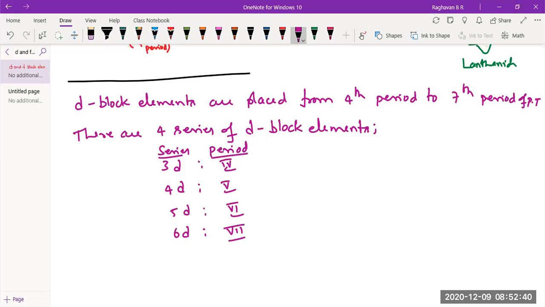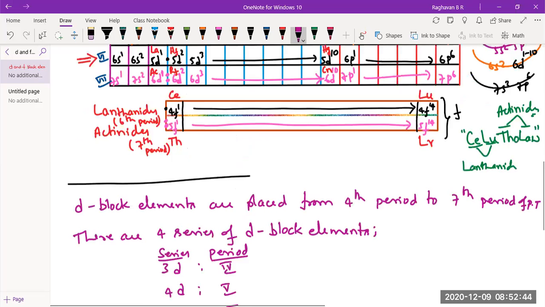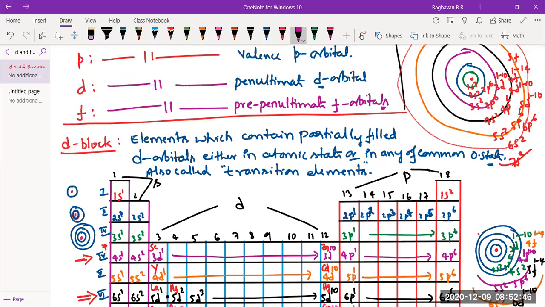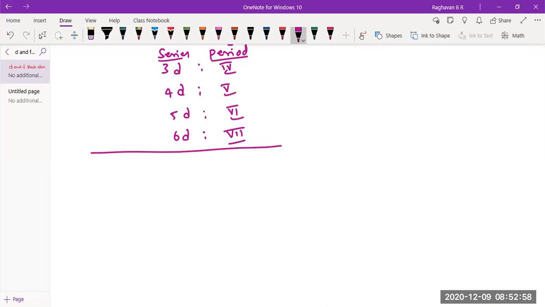We have taken the definition of D block elements: elements which contain partially filled d orbitals either in the atomic state or in any of the common oxidation states. Now they are also called transition elements. Why they are called transition elements is what we think about. So, D block elements.